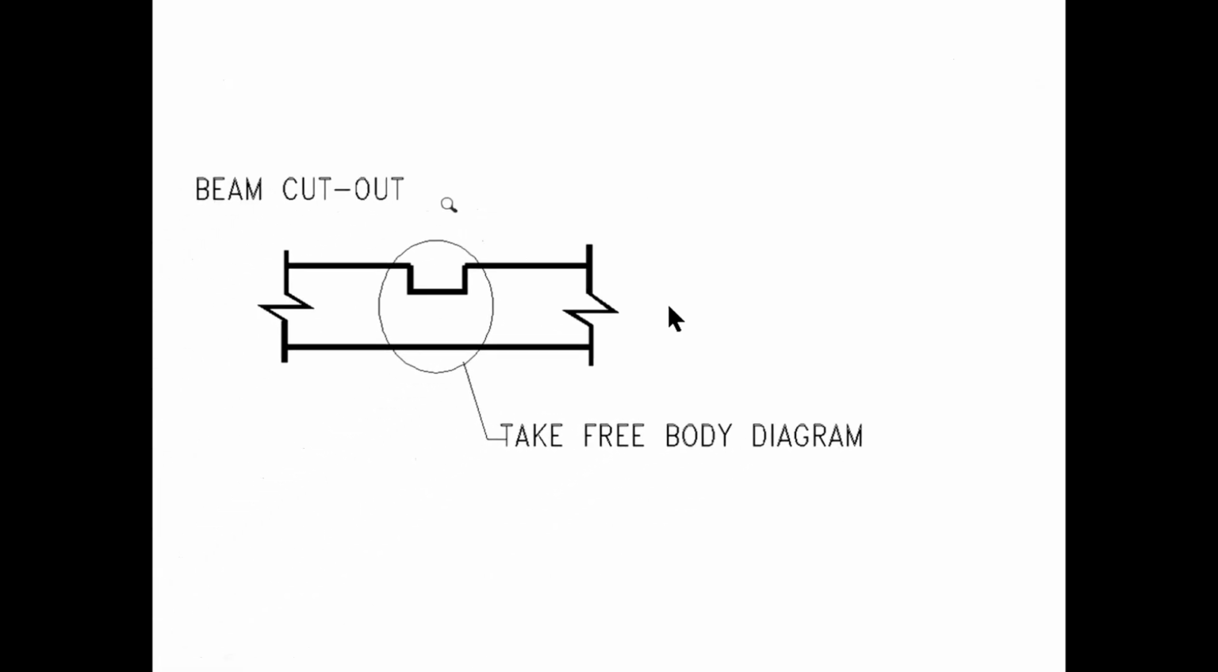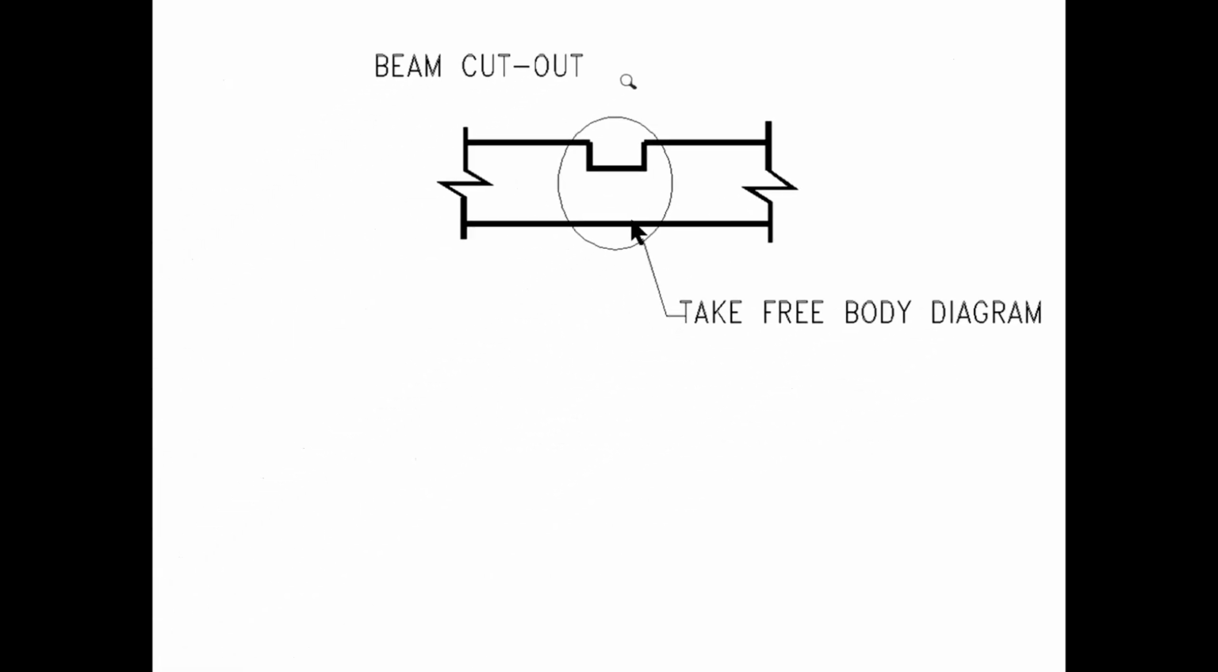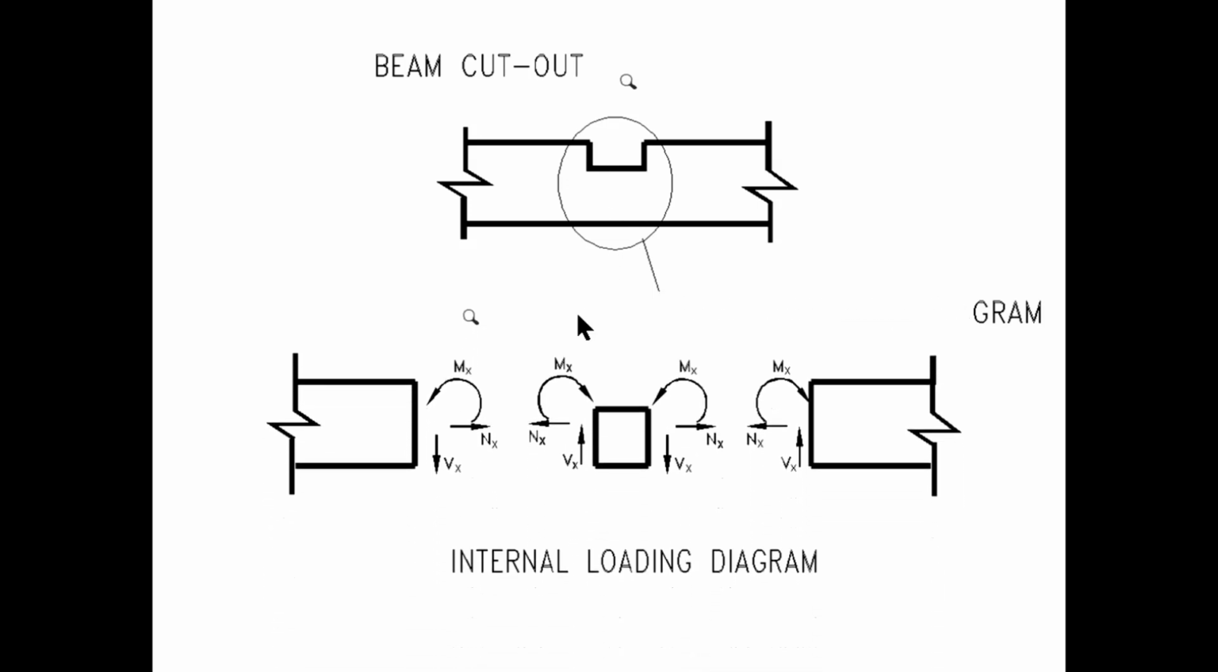Okay, another example, a second example could be a small cutout anywhere along the beam length. This is very common as well. In this case, we may need to take more like 3 free body diagrams to work out the internal stresses on each face of this cutout. So here we have to look at 3 individual parts.